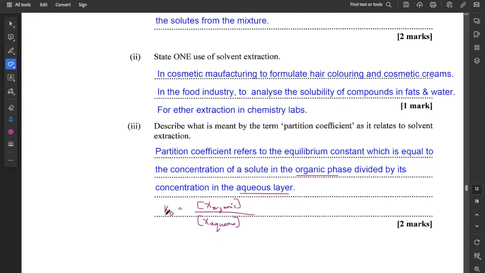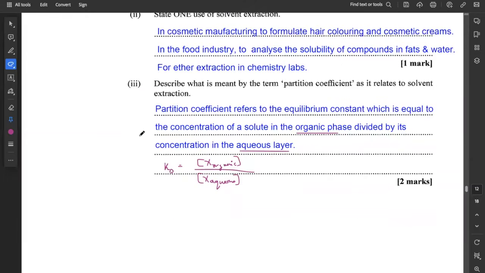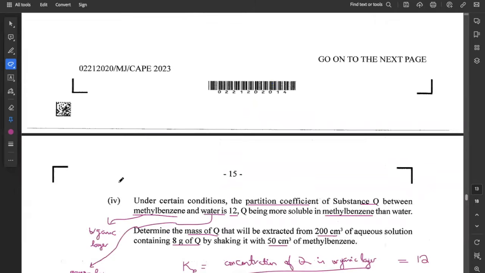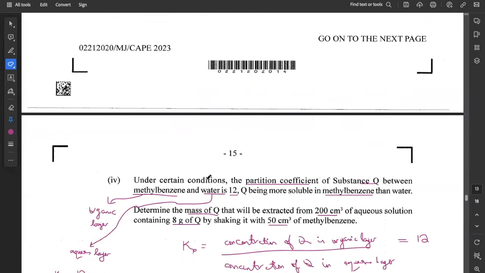And so at equilibrium, we measure the concentration of that solute in the organic phase and divide it by the concentration in the aqueous phase. That's our partition coefficient. So this is how we define it, okay? Okay, so moving along to part 4 now. Part 4 says, under certain conditions, the partition coefficient of substance Q between methyl benzene and water is 12, Q being more soluble in methyl benzene than water.